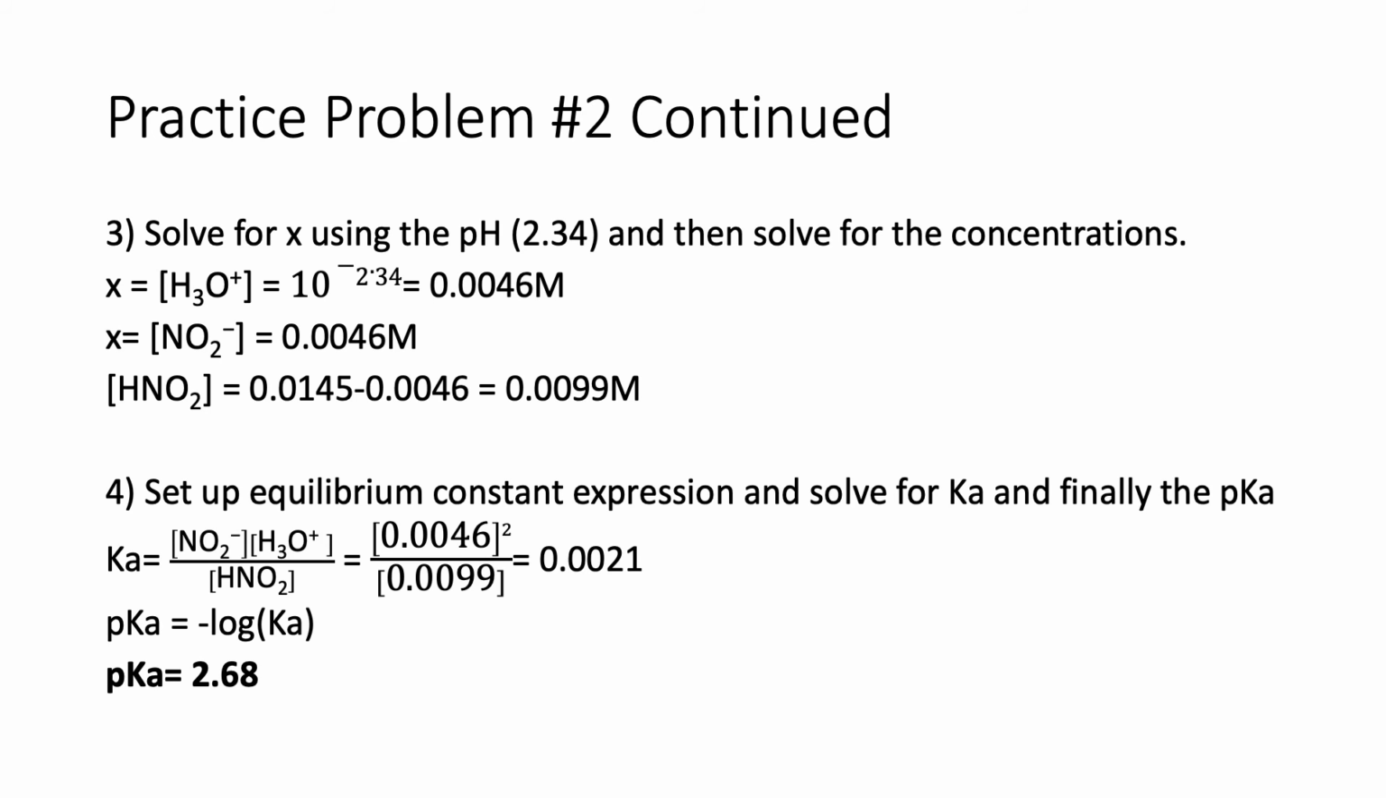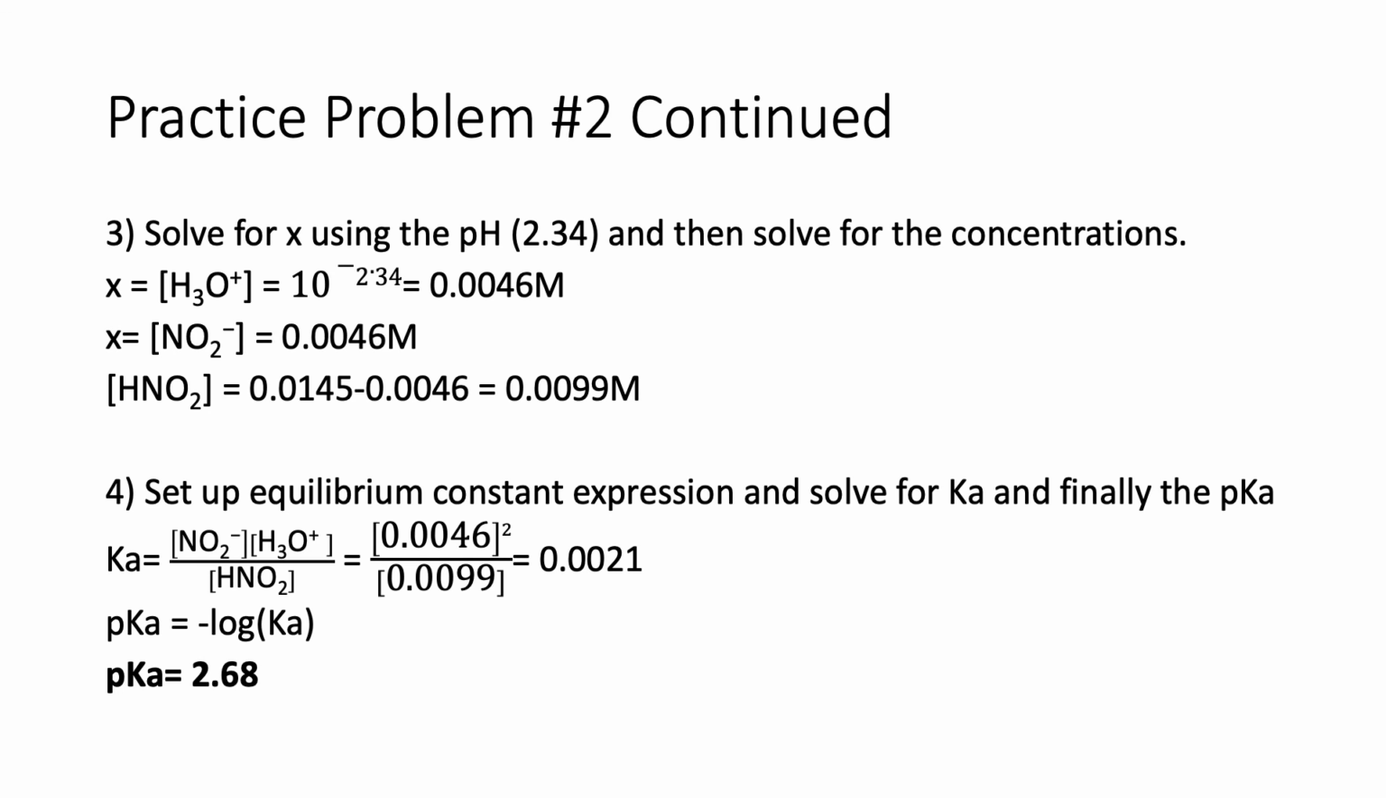We know that X is equal to the concentration of hydronium, and the concentration of hydronium is equal to 10 to the power of negative pH, which in this case is 2.34. When we put that into the calculator, we get 0.0046 moles per liter. We also know that the concentration of NO2 minus is equal to the concentration of hydronium. So we're also going to get a value of 0.0046 moles per liter for that concentration. From the ICE chart, we know that the concentration of HNO2 is equal to 0.0145 minus X. In this case, X is 0.0046. So when we put that into our calculator, we're going to get a value of 0.0099 moles per liter.